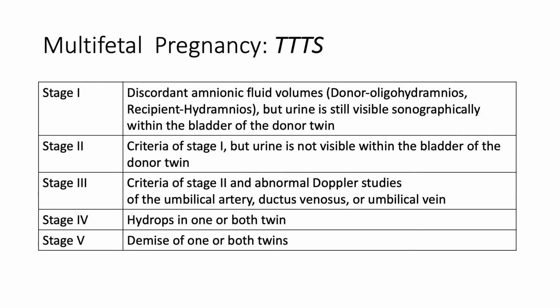Stage 2 fulfills the same criteria as stage 1, but the fetal bladder is no longer visible in the donor twin. In stage 3, fetal Doppler studies become abnormal. In stage 4, hydrops develops, and in stage 5, there is fetal demise of either or both twins.